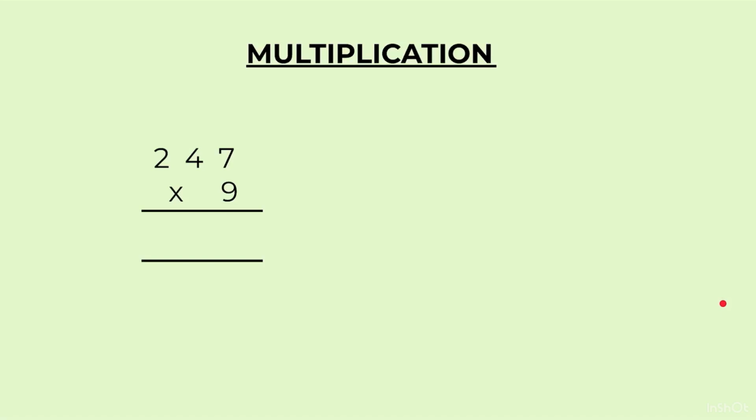A quick recap of multiplication with 1-digit number. I have taken the example here: 9 has to be multiplied with 247. So first we will multiply 9 with 7, which is at the ones place. Then we will multiply 9 with 4, which is at the tens place. And then we will multiply 9 with 2. Like this, we will multiply with 1 digit.